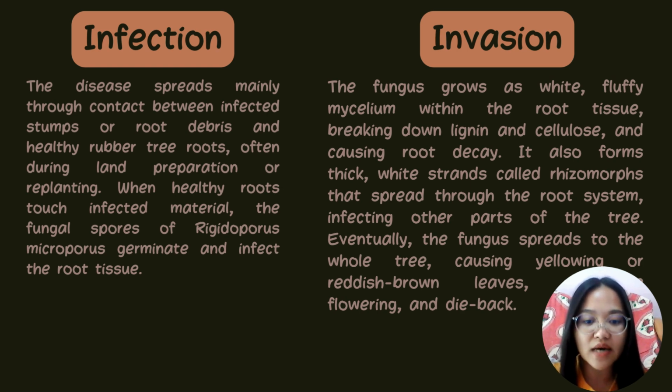This mycelium breaks down lignin and cellulose, leading to root decay. Additionally, the fungus forms thick white strands called rhizomorphs, which spread through the root system, infecting other parts of the tree. As the fungus spreads, it causes several symptoms in rubber trees. First, yellowing or reddish-brown leaves: infected trees often exhibit discolored leaves. Second, premature flowering. The stress caused by the infection can lead to early flowering. And last is dieback. This refers to the gradual death of the trees from the tips of the branches downward.